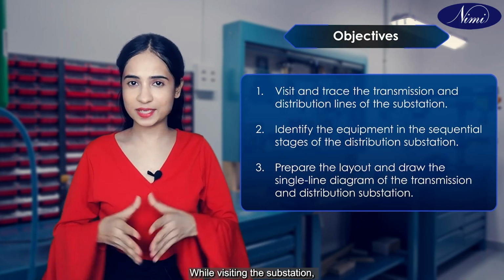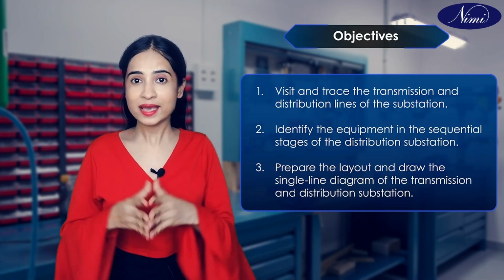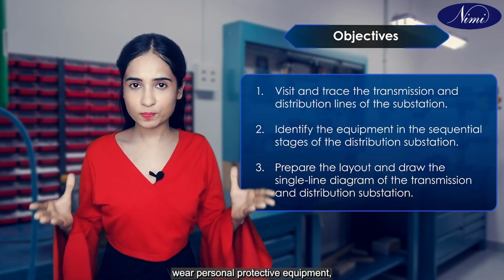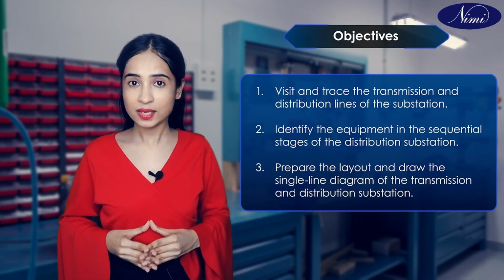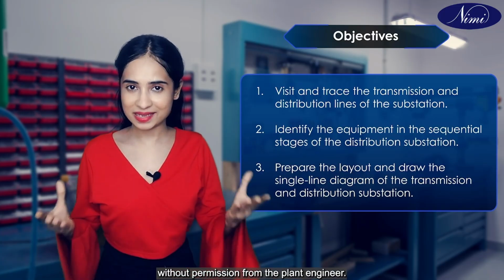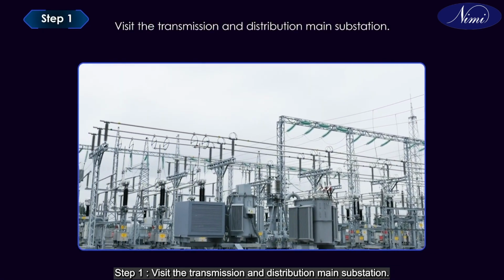While visiting the substation, trainees should follow the safety rules and regulations as prescribed in the nameplates on equipment. Wear personal protective equipment and do not touch any equipment without permission from the plant engineer. Step 1. Visit the transmission and distribution main substation.